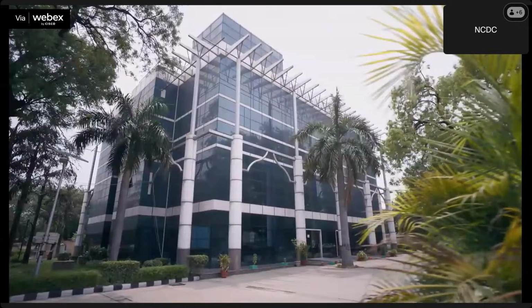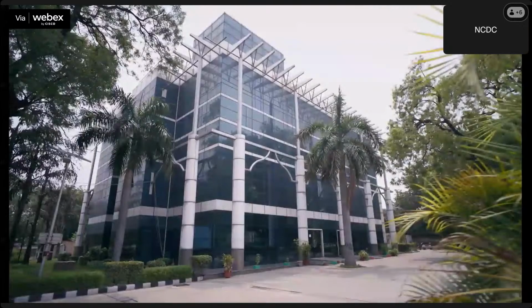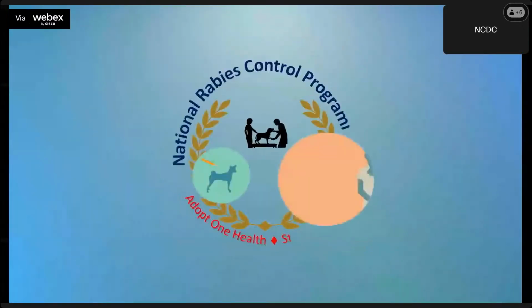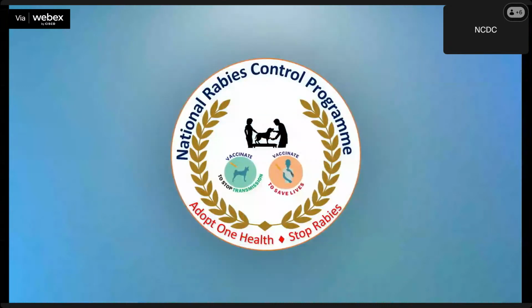How should one dilute the vaccine? The vial should be reconstituted as per the instructions on the vaccine vial. National Center for Disease Control, NCDC, is implementing the National Rabies Control Program since the 12th 5-year plan with an objective to prevent deaths due to rabies in humans.